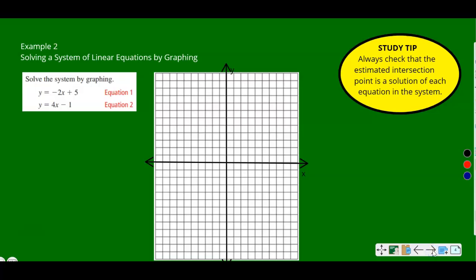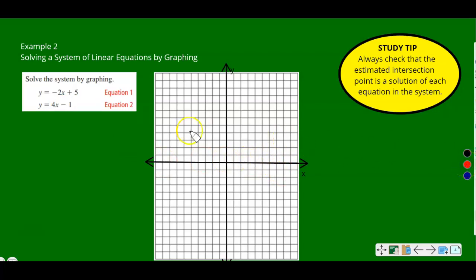Example 2, solving a system of linear equations by graphing. All right, so to solve by graphing, we're going to have to graph both equations, and then we're going to have to look for the intersection point. Once we find the intersection point, we're going to take that point and substitute the values in both equations to make sure it's true. So let's go ahead and look at both equations.